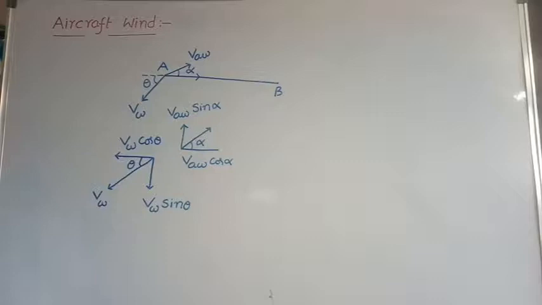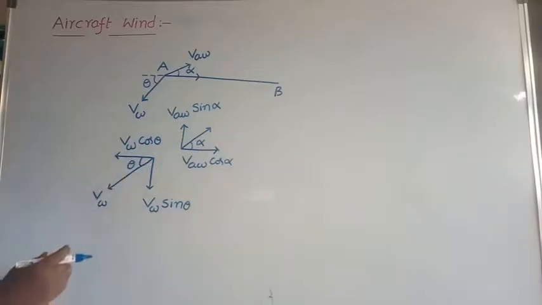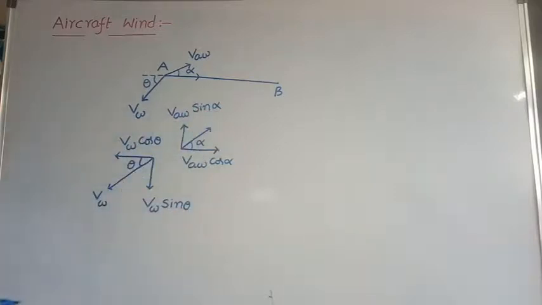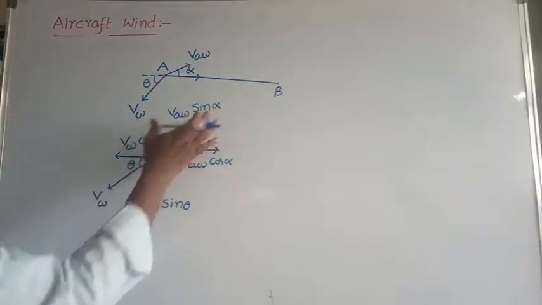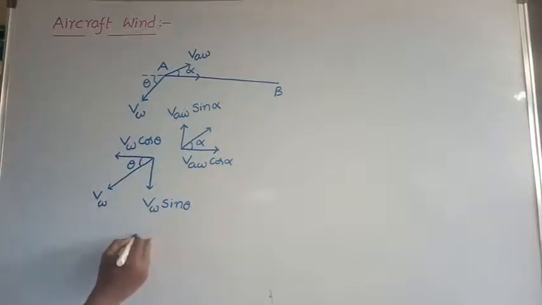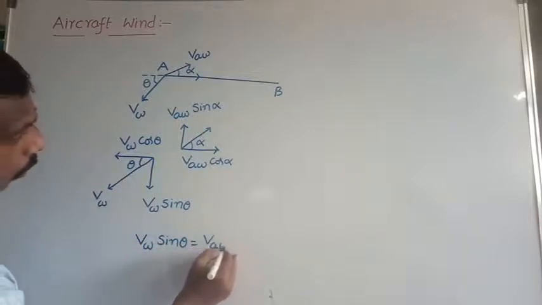Okay, we got four components. Now if you observe, the aeroplane must travel along the line AB, so the resultant must be along line AB; only then does it reach point B. That means the velocity along the vertical direction must be equal to 0. Velocity along vertical direction 0 means VW sin theta is equal to VAW sin alpha. These two components are equal.